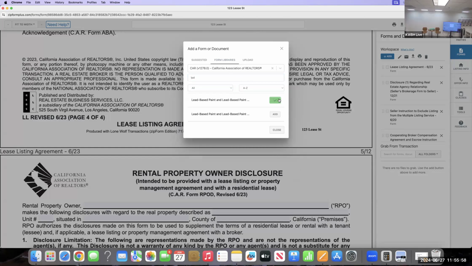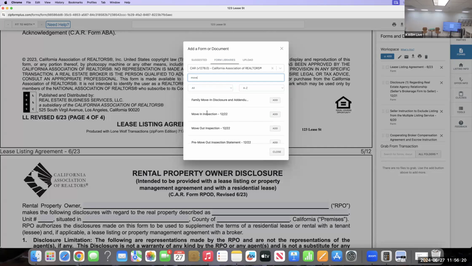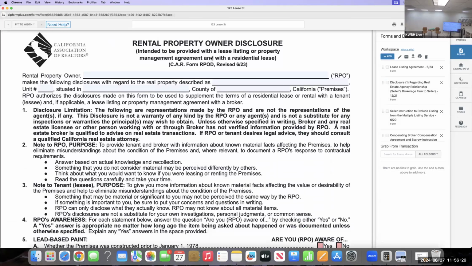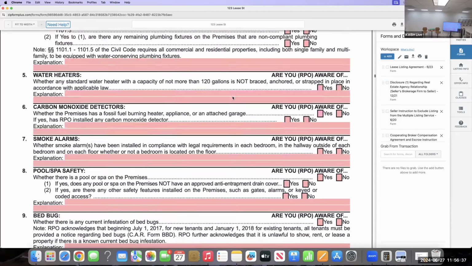And now we have our KW addendums. And there's a rent cap, which is part of the lease already. Lease rental commission agreement: if you are representing the tenant, you want to include a lease rental commission agreement. And the last one is a move-in, move-out inspection. So we'll do that, move-in inspection. All right, add. Now we have all of these forms in our lease. When the listing was signed, the landlord filled out a rental property owner disclosure. So that was done at the listing.